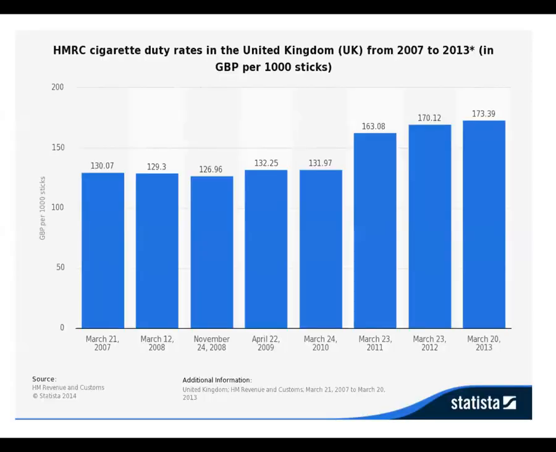Again, a graph giving you some indication in terms of the duties that have been placed on cigarettes. If you look from March 2007 to March 2013, what that is basically saying is that we're now placing a greater value of tax on cigarettes than we would have done. From 2007 to 2010, it was relatively stable. From 2011 to 2013, it continues to rise quite significantly in some cases.